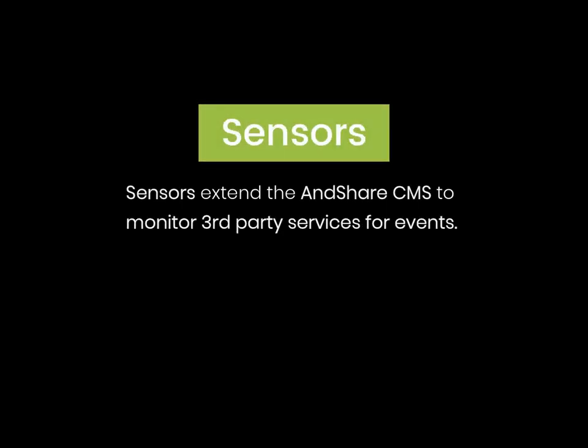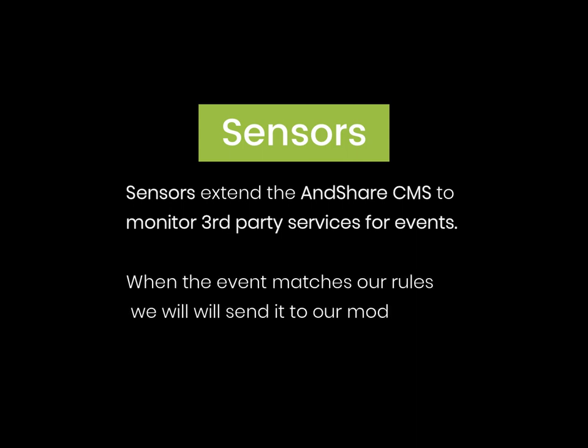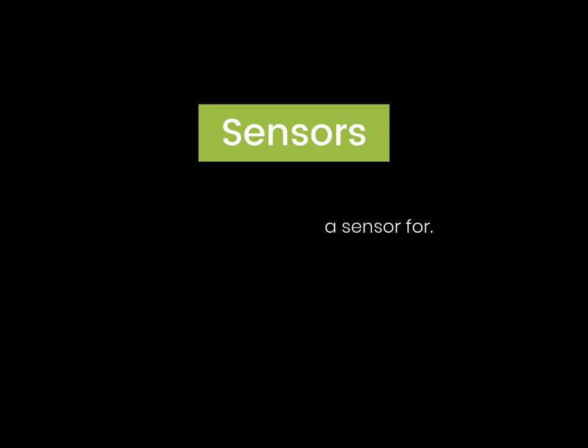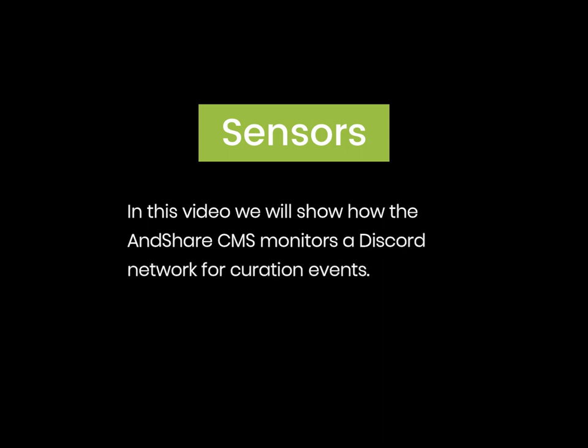Sensors extend the AndShare CMS to monitor third-party services for events. When the event matches our rules, we will send it to our models. We've chosen Discord to be the first service we develop a sensor for. In this video, we will show how the AndShare CMS monitors a Discord network for curation events.